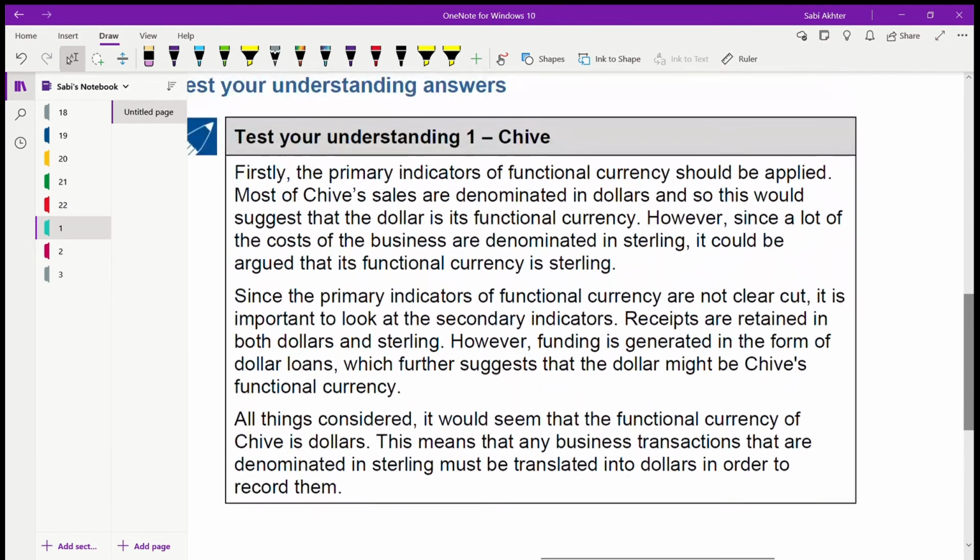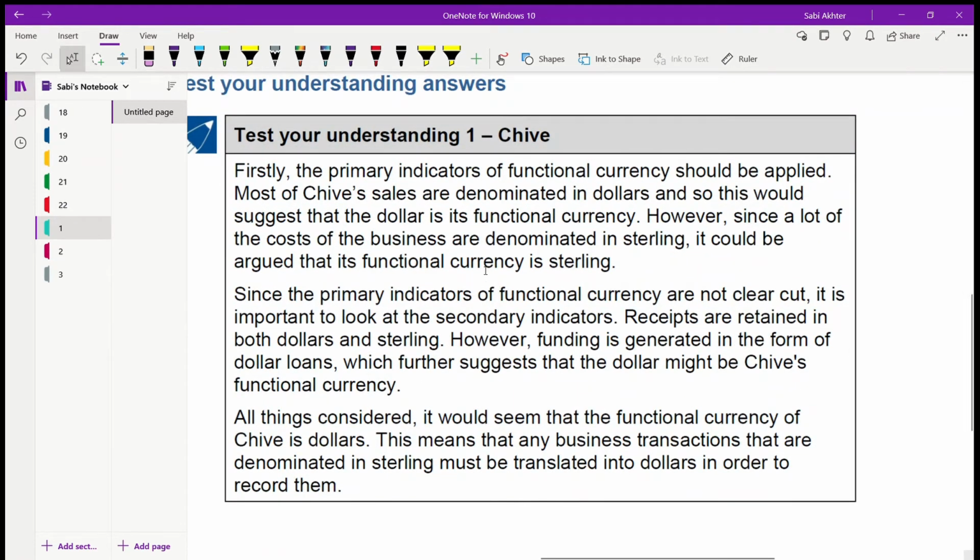So here is the answer. Firstly, we go by the primary indicators of functional currency that should be applied. Most of Chive sales are denominated in what currency? Dollar. And so this would suggest that dollar is the functional currency, right? Looking at the sales, because it is in dollar. But since a lot of the cost of the business are denominated in sterling, it could be argued that the functional currency is sterling. You can see this is like a 50-50. It's very hard to decide because majority of sales is in dollar, versus the cost is in sterling. Okay, what should we do?